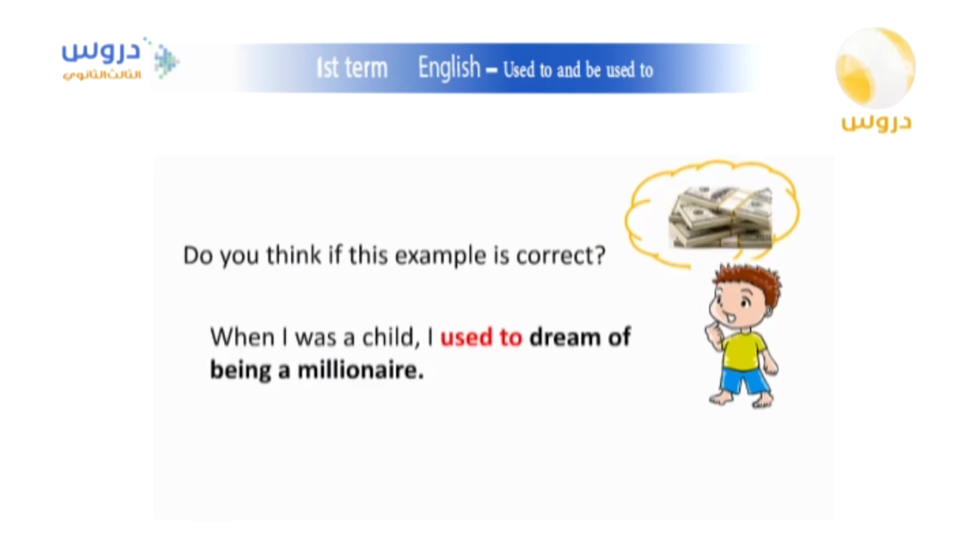Okay, do you think this example is correct? When I was a child, I used to dream of being a millionaire. Now we will talk about would and used to, which is talking about a repeated action in the past. So do you think this example is correct? When I was a child, I used to dream of being a millionaire.